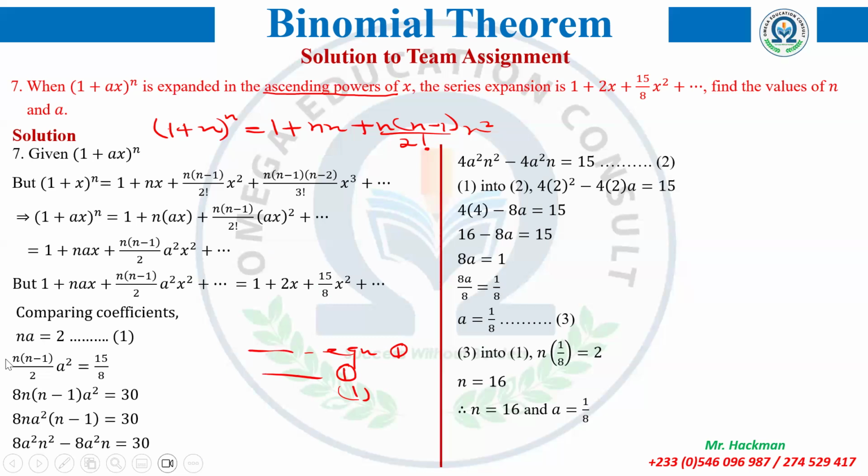Next, you compare the coefficient of x squared. The coefficient of x squared here is n(n minus 1) over 2 times a squared, and it should be equal to the coefficient of x squared here, which is 15 over 8. At this point I can't label my equation yet. Remember, before you label your equation, make sure it is devoid of fractions or brackets. So clear the fractions by cross multiplying and remove the brackets. Once you clear the fraction, you end up getting this. When you are expanding, I can move from here to here straight away.